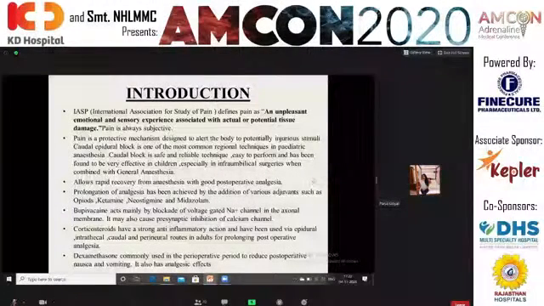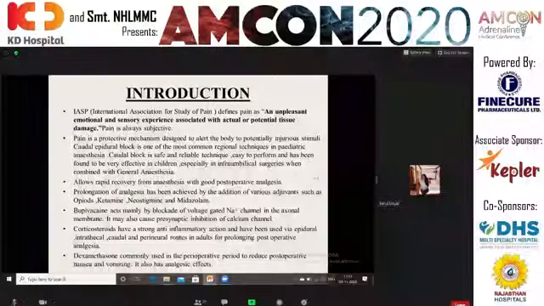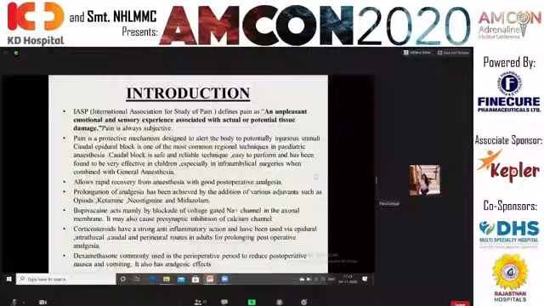IASP, the International Association for the Study of Pain, defined pain as an unpleasant emotional and sensory experience associated with actual or potential tissue damage. Pain is a protective mechanism designed to alert the body to injurious stimuli. Caudal epidural block is one of the most common regional techniques in pediatric anesthesia. It is safe, reliable, easy to perform, and very effective in children, especially in infraumbilical surgeries when combined with general anesthesia. It allows rapid recovery with good post-operative analgesia.